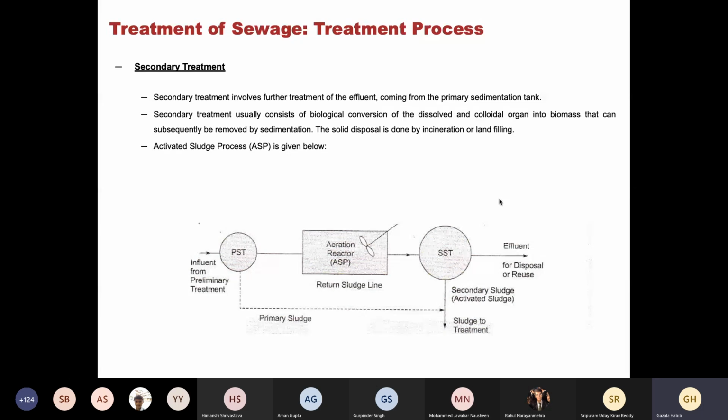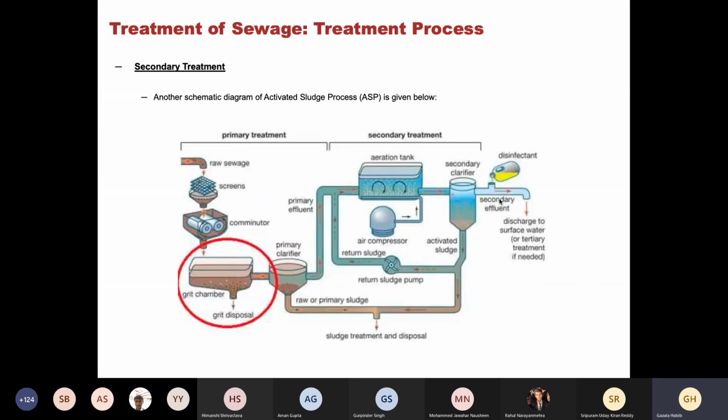So that is why the name is given as activated sludge process. Activated sludge is used. So this is a schematic, the line diagram. Here the screen, after that comminutor, then grit chamber, then primary clarifier. From the primary clarifier, one line is going to the aeration tank, right? And from the secondary clarifier, the activated sludge is coming to the aeration tank, right?